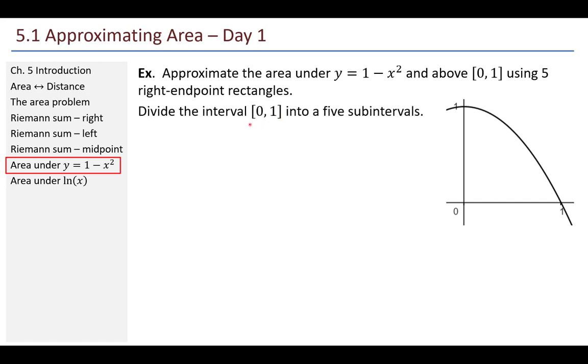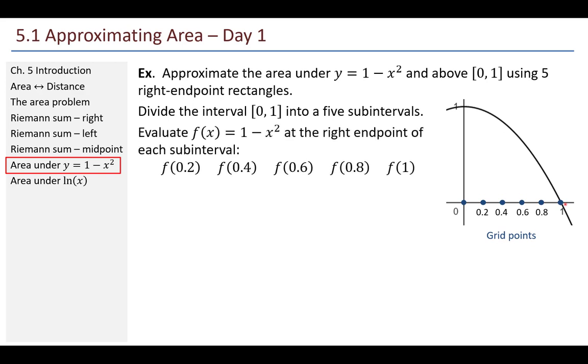Let's divide my interval from 0 to 1 into 5 subintervals. So there we have it: 0, 0.2, 0.4, 0.6, 0.8, and 1. And incidentally, these points are called grid points, sort of the dividing points between the rectangles, including the two very endpoints. Those are my grid points. And now I want the right endpoint rectangles, so I will evaluate my function at the right endpoints of each subinterval. So f of 0.2 turns out to be 0.96.